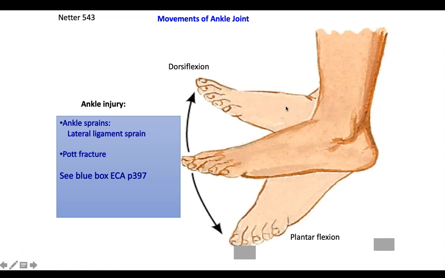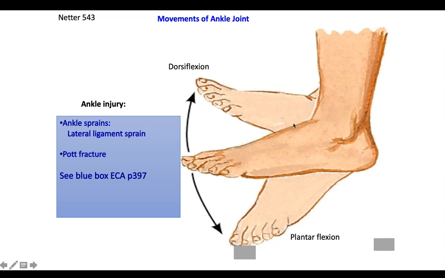Dorsiflexion of the ankle joint is produced by the muscles of the anterior compartment of the leg. And plantar flexion is produced by the muscles of the posterior compartment of the leg. I will talk about the anterior compartment and posterior compartment leg muscles in the second section of this lecture.